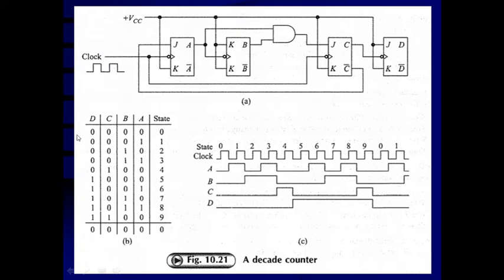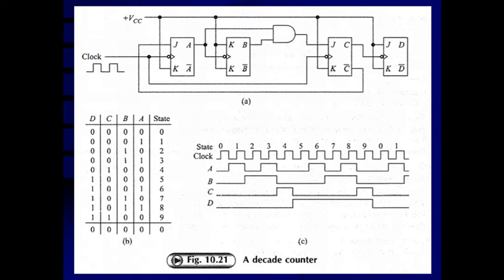How many number of states are there? This is 1 2 3 up to 10. So there are 10 discrete states going to be there. So this is called modulus of 10 counter or decade counter, and this way the required decade counter can be prepared.